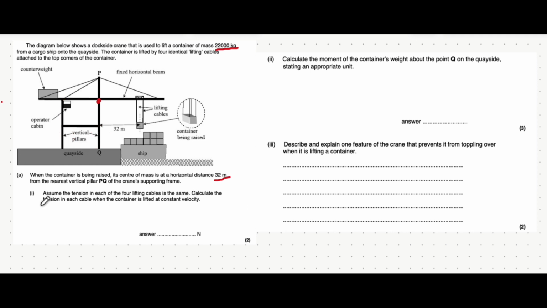It's then told you to calculate the tension in each cable when the container is lifted at a constant velocity. So that is very important, the fact that it's moving at a constant velocity. It's not speeding up and it's not slowing down. That means that its acceleration is 0. What equation links to acceleration? Well, it's F equals ma. If acceleration is 0, that means F, which stands for resultant force, is equal to 0. It's very important that you remember that this is the resultant force and not just the force.